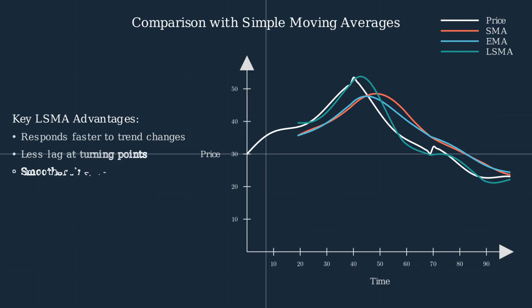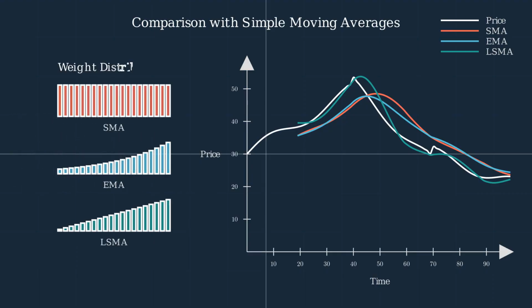The least squares moving average offers several advantages over traditional moving averages. It responds faster to trend changes, shows less lag at turning points, produces a smoother line with less noise, and is better at identifying true market trends.